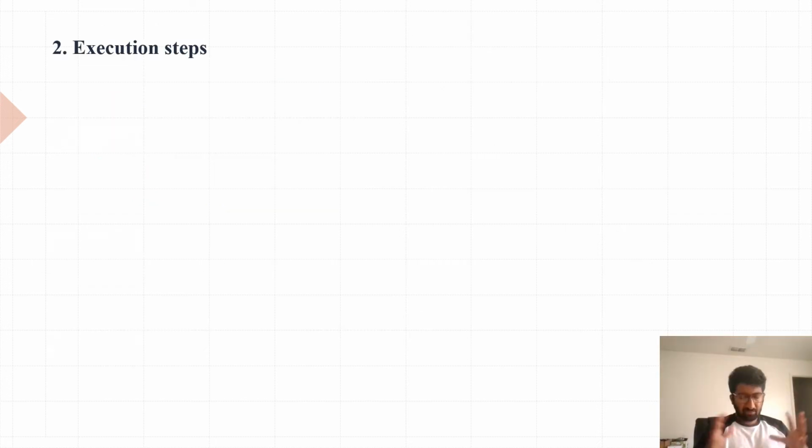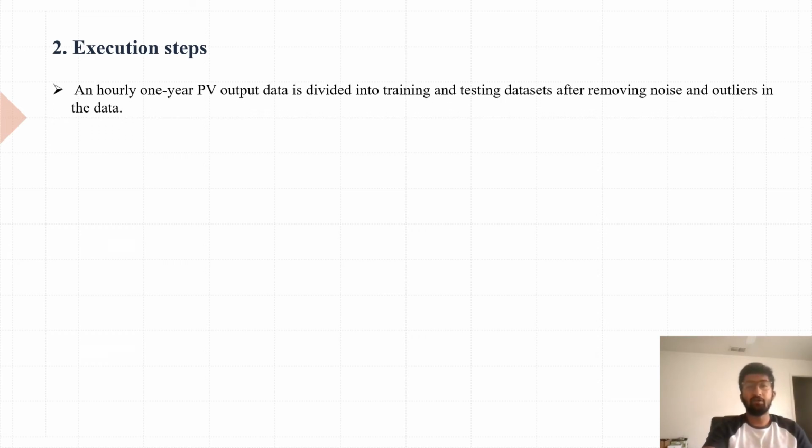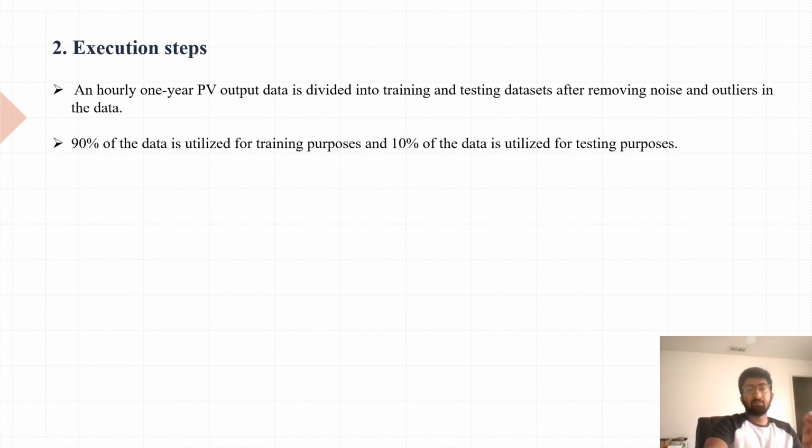Talking about the execution steps of LSTM, as I mentioned in the first part of the video, we have hourly one-year PV output data, and we divide the data into training and testing datasets after removing the noise and outliers. Then I split the data into 90% for training and 10% for testing.